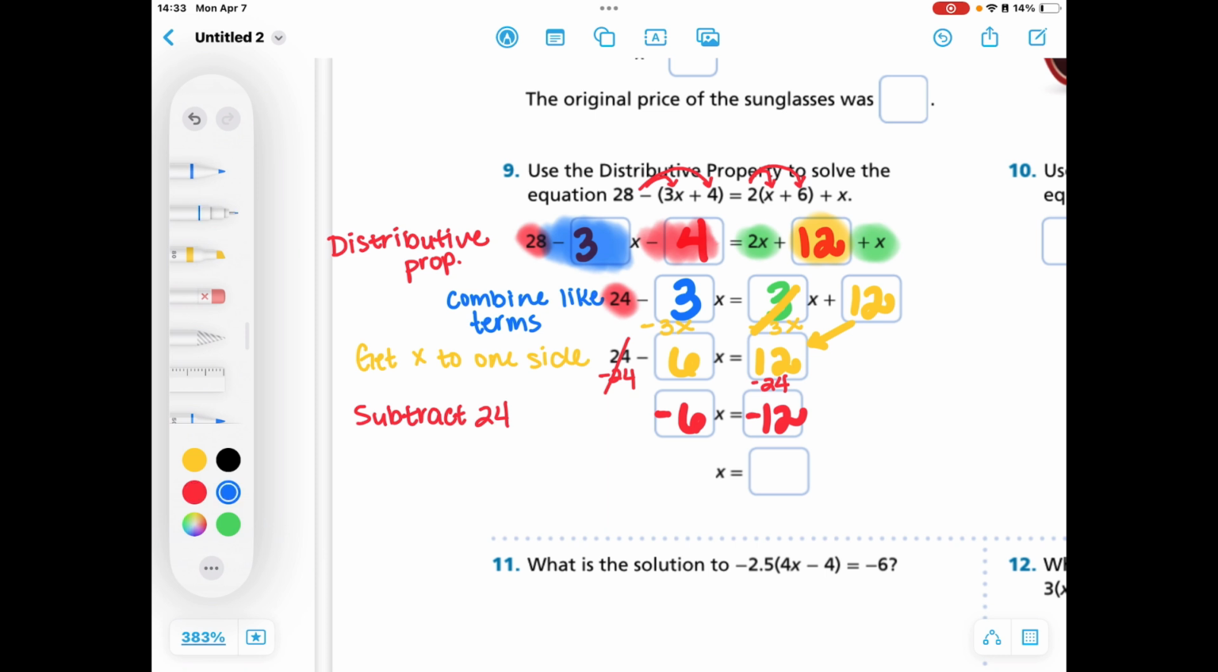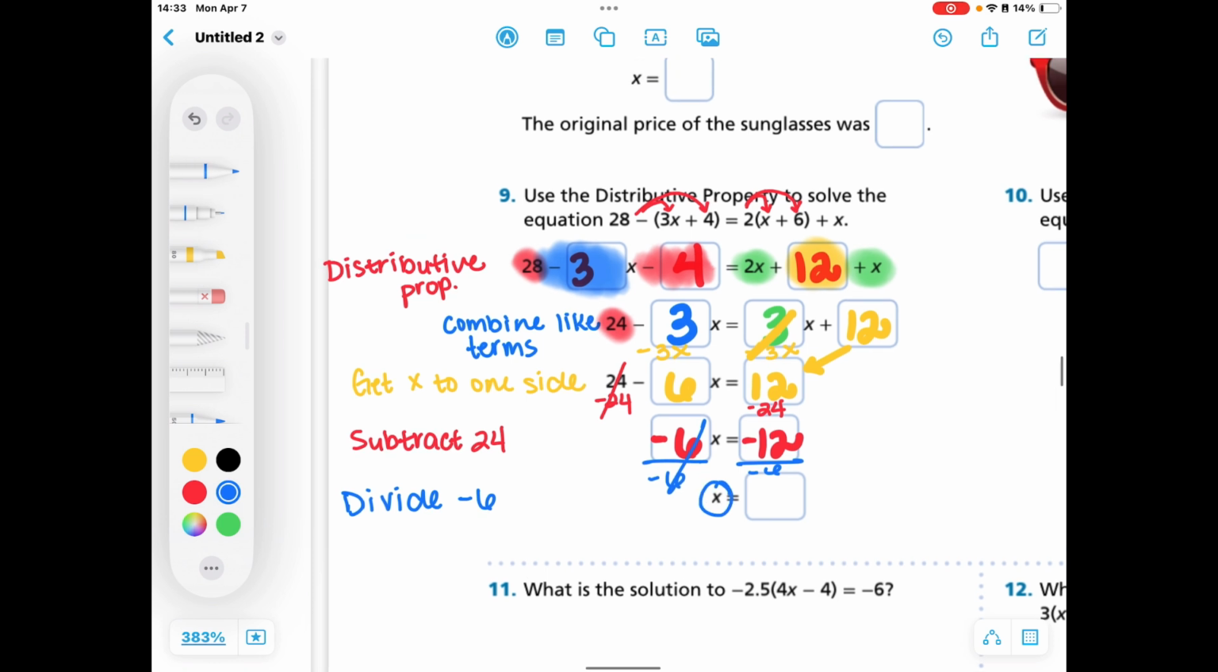Last but not least, we need to get x by itself by dividing a negative 6 to both sides. Negative 6 divided by negative 6. That'll cancel, leaving you with the x, which is what we wanted. And then from there, negative over a negative will give you a positive. 12 divided by 6 is 2.